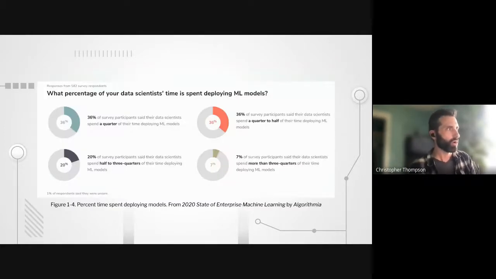Okay, and so here we go. What percentage of your data scientist's time is spent just deploying models? We're not talking about anything else but just getting models out there for people to use, right? And 36% of respondents from the survey from Algorithmia said their data scientists spend 25% of their time just putting the model out there, which shows you just how hard and difficult this process can be. And then it moves up from there. 36%, a quarter to half of their time is spent deploying models, and so on and so forth, all the way up to 3/4 of their time.